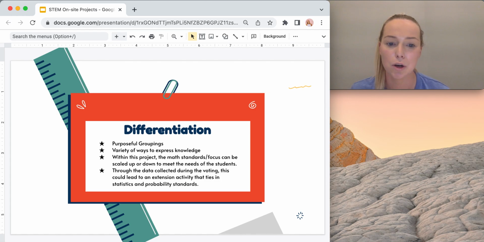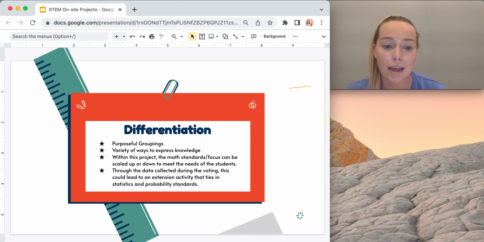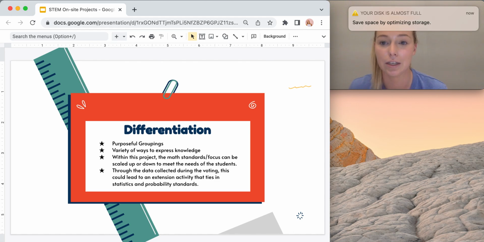And then within this project, there's a lot of different ways that I could scale this based off of student needs. And I had that data, so I was able to see where they needed the extra instruction. For mine, it was statistics and probability. So that's why I went the statistics route, but you could totally go measurement if your students need measurement. And then students were able to vote on and lead an extension activity that went even deeper into statistics and probability.